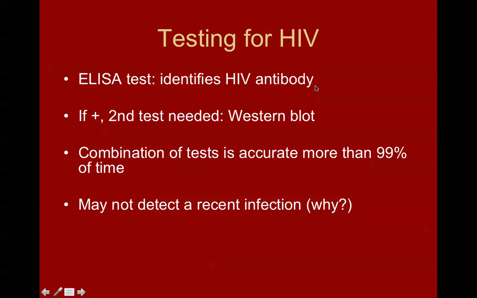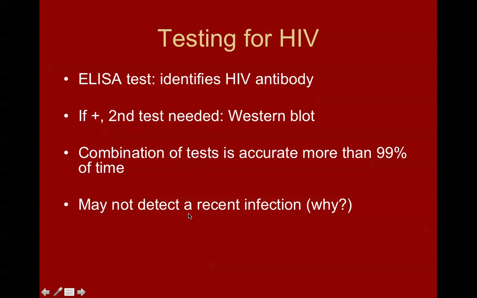Later, when we start getting into CD4 numbers, those are measuring something entirely different. So know that the testing for HIV, the ELISA, identifies HIV antibody, not virus, and that a different test measures viral load and CD4 plus counts. If you get a positive on an ELISA test, a second test is needed, and that's most often the Western blot. And the two together have a more than 99% accuracy.